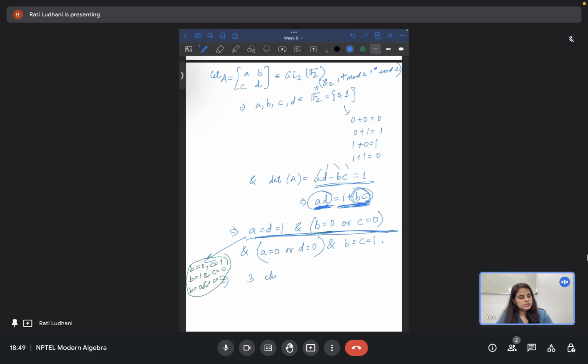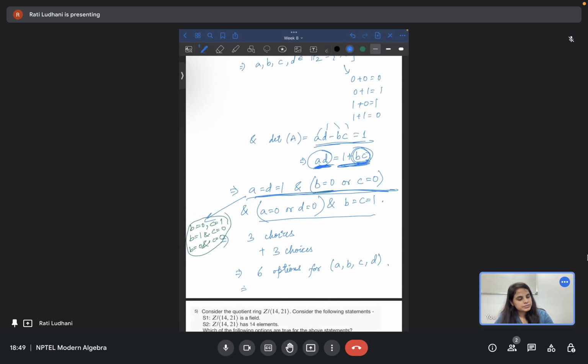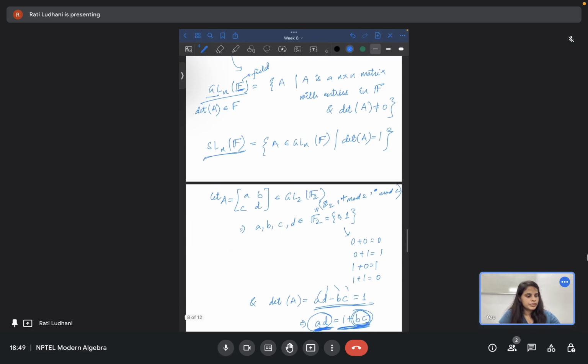So you have three choices, plus for this it is the same kind of thing, so you have three choices again. So this implies you have 6 options for the matrix ABCD. So the cardinality of GL2 F2 is 6. Let's see. Yeah, we have this option correct. Okay, great.